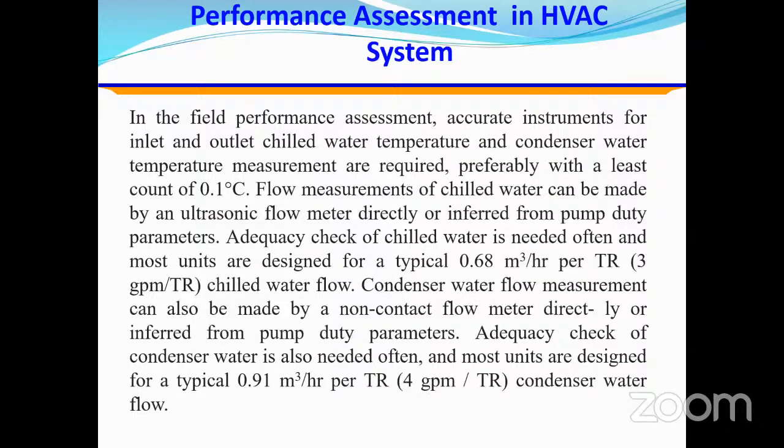Often most units are designed for a typical 0.68 meter cube per hour per TR, 3 GPM per TR, chilled water flow. Condenser water flow measurement can also be made by a non-contact flow meter directly or inferred from pump duty parameters. Adequacy check of condenser water is also needed often. Most units are designed for a typical 0.91 meter cube per hour per TR, that is 4 GPM per TR, condenser water flow.